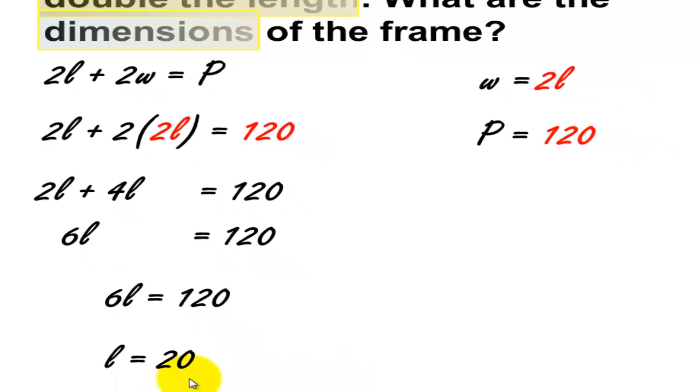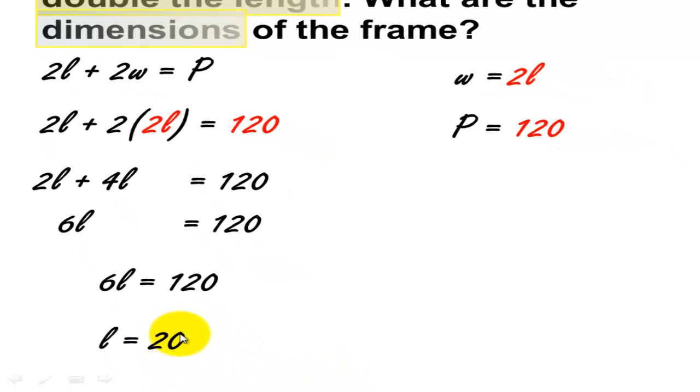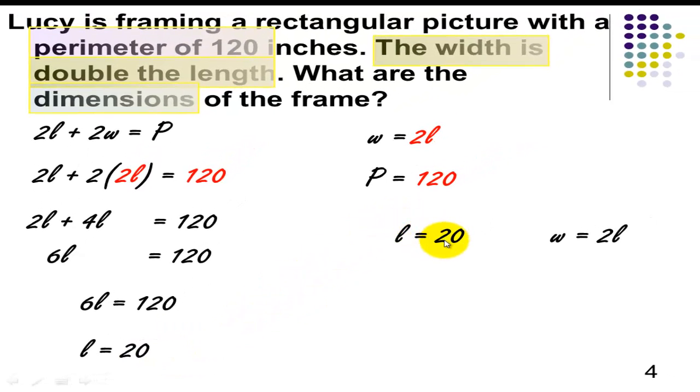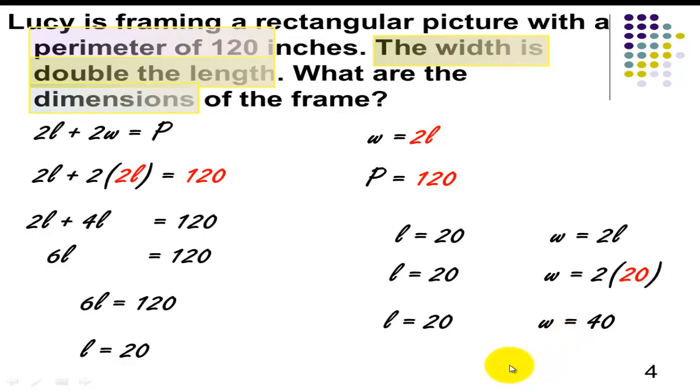Now since the length is equal to 20, we will be able to find the value of our width. Just replace your L here by 20. So L equals 20, W equals 2L. Replacing your L here by 20, you'll get 2 times 20 equals 40. So your L is equal to 20 and W is equal to 40.